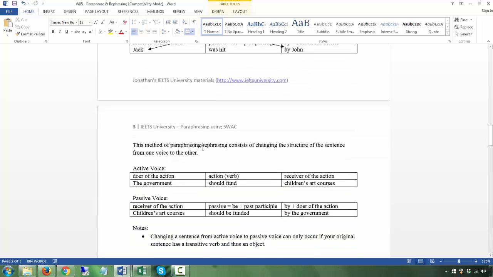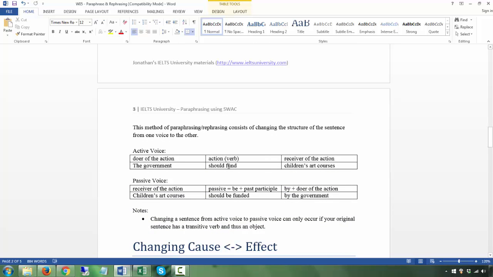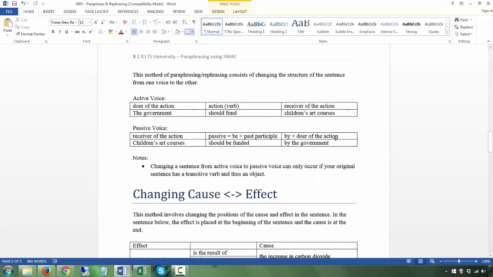So for example, the government should fund children's art courses, right? And when it goes to passive, children's art courses should be funded by the government. Okay, so this is one way of paraphrasing. Or if you come across this, children's art courses should be funded by the government, you can change it to active. Okay, it changes the whole structure around.